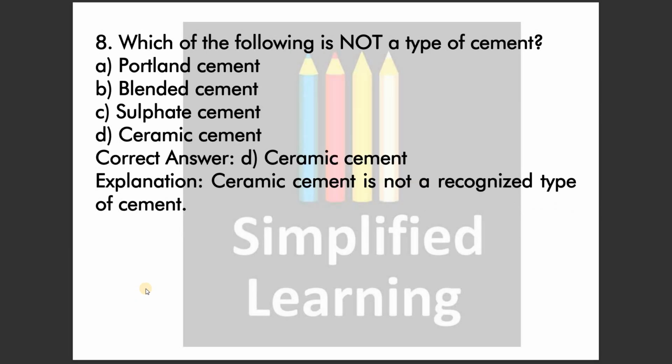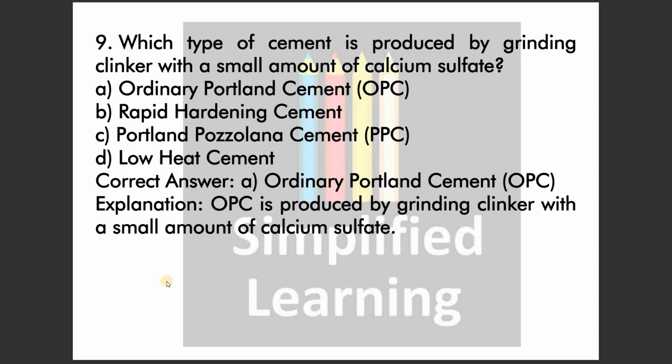Then, which of the following is not a type of cement? Portland, blended, sulphate or ceramic. Ceramic cement doesn't exist. We have Portland cement, blended cement, sulphate cement, but we don't have any kind of ceramic cement. Then, which cement is produced by grinding clinker with a small amount of calcium sulphate? The answer is OPC, that is ordinary Portland cement.